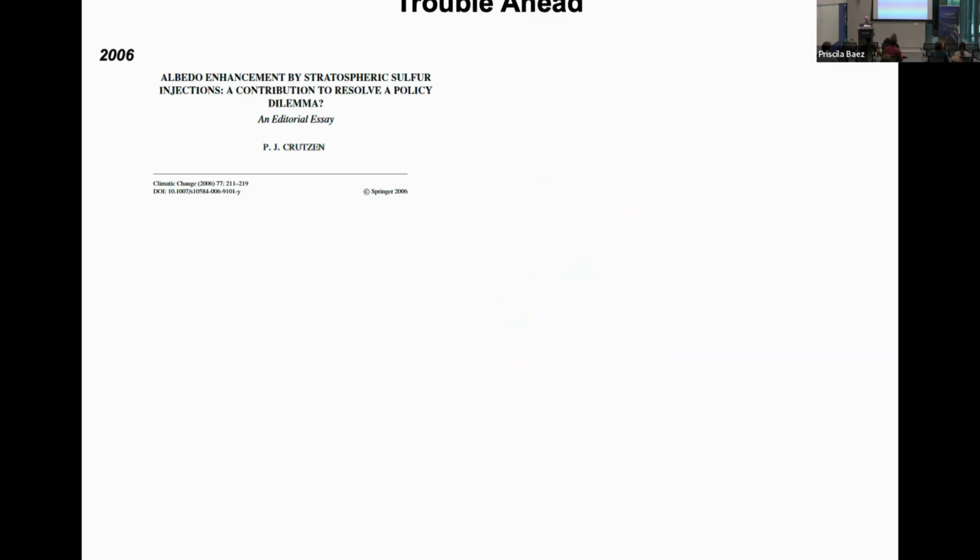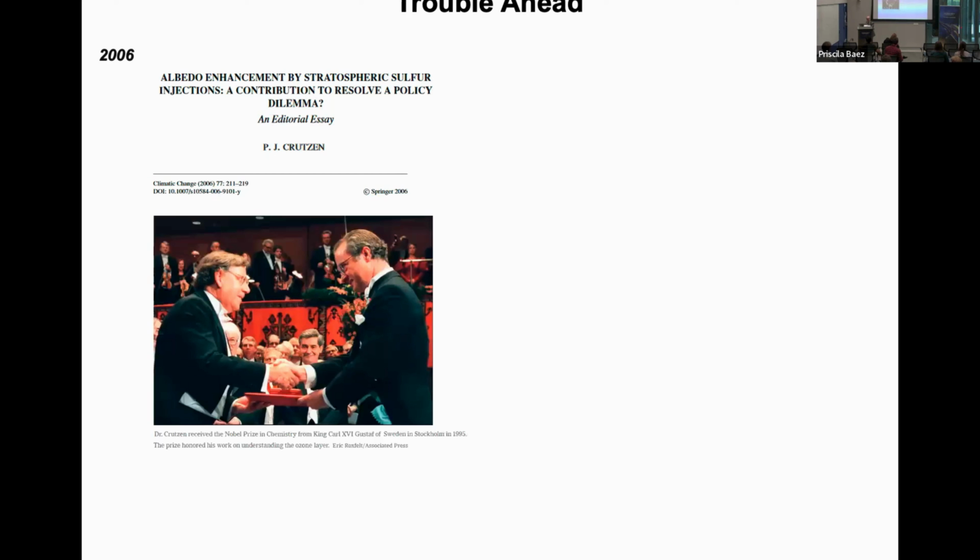Well, remember I showed you a picture of Mario and Sherry with the King of Sweden. Paul was up there as well. There were 3 laureates in 1995 for work on the ozone layer. When you get this award and you publish a paper in a fairly obscure journal, your paper gets a lot of attention. So following the 2006 publication of this paper, and Paul is great, Mario is great, Sherry is great. Sadly, none of them are with us anymore. I've known all of them. I've laughed with all of them. So they're all just great.